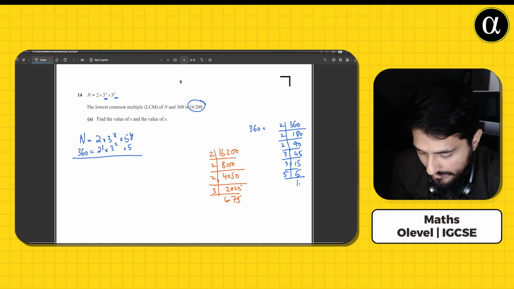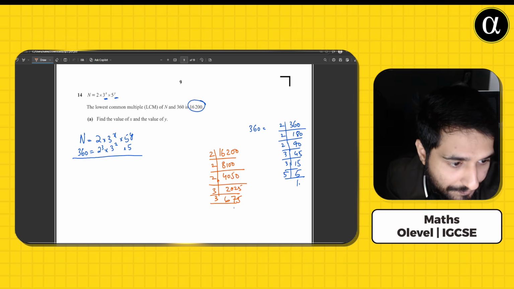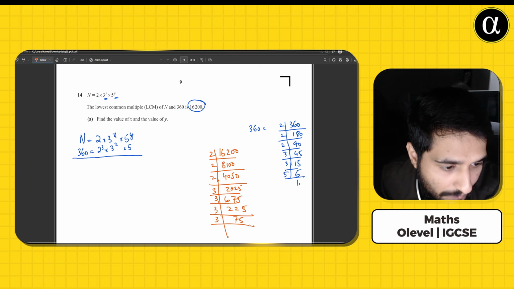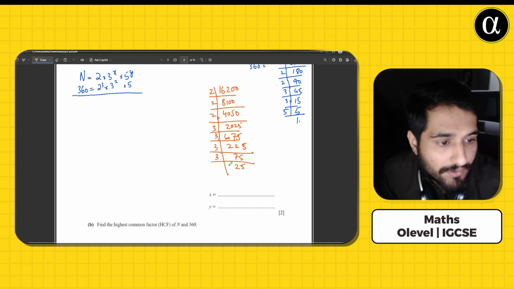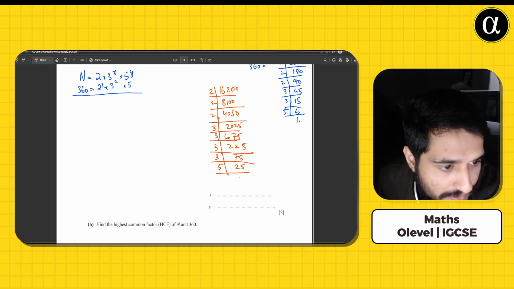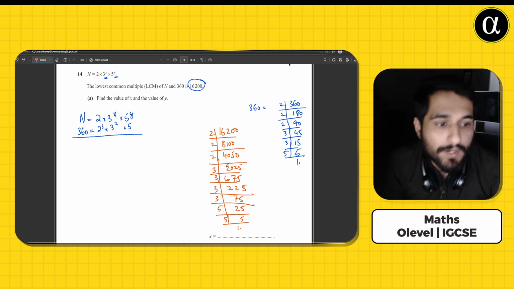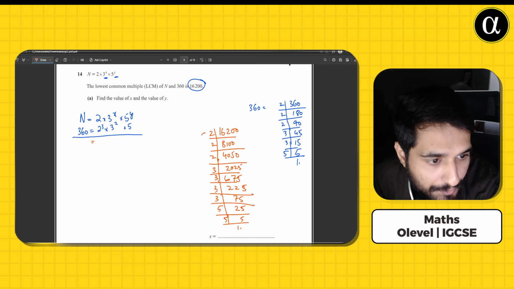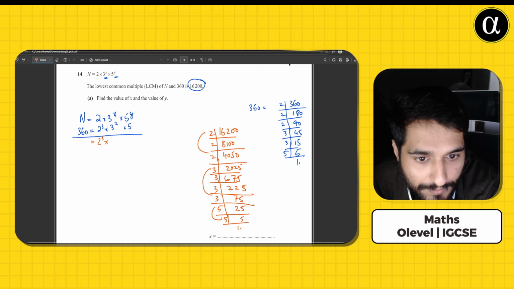Then we divide by 3 again, which gives 225. Divide by 3 again, and we get 75. Dividing by 3 we get 25, and now dividing by 5 gives us 5, and then 5 gives 1. What this means is the factors of 16200 are 2 cube, 3 power 4 and 5 square.